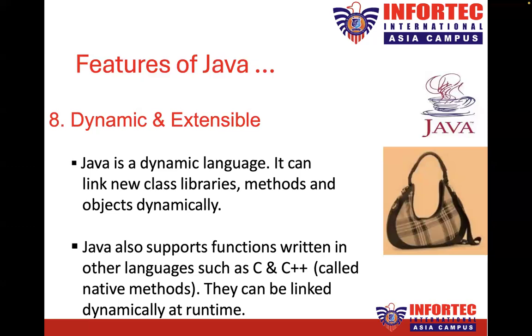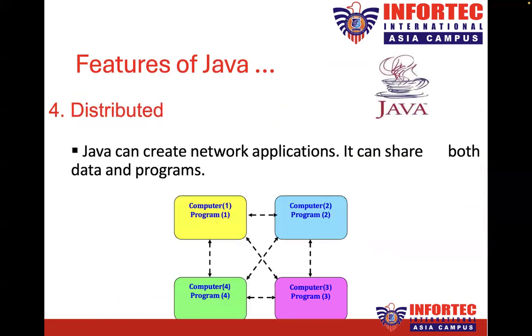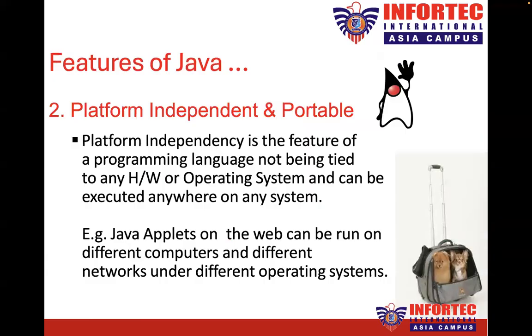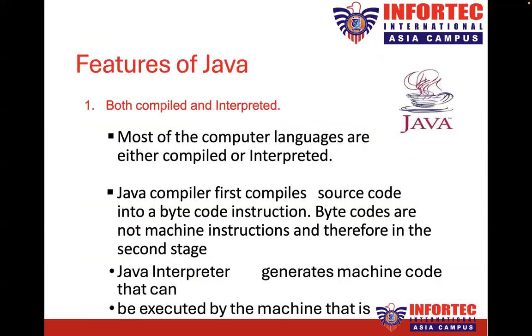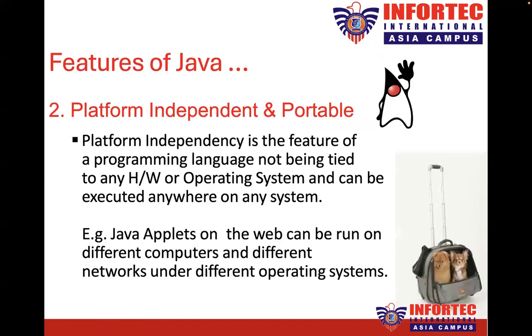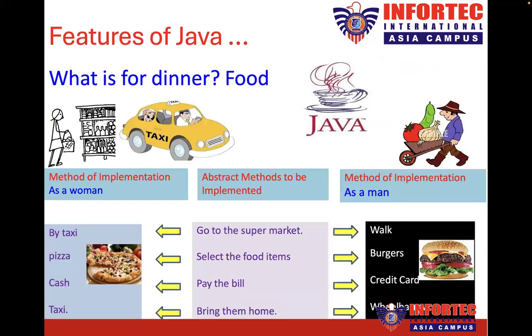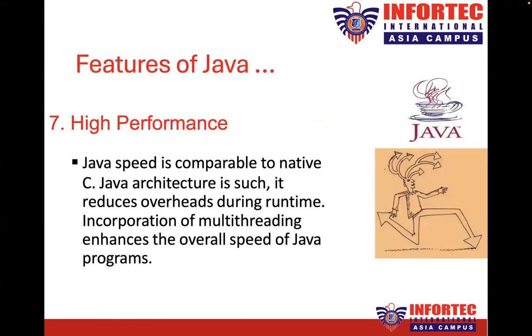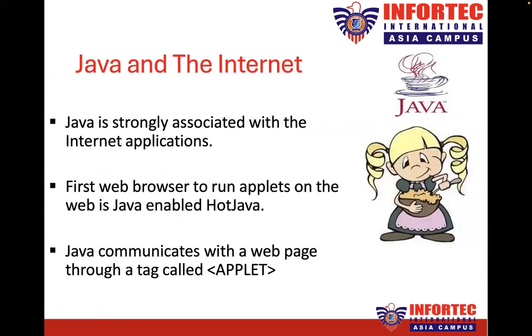So these are the 8 features of Java. Please go through these features and understand what they are telling, because definitely there will be questions for the final exam and mid exam from these features, because this is one of the most important things you should understand before selecting Java for your programming. And then we need to discuss Java and the internet, the relationship between Java and the internet.